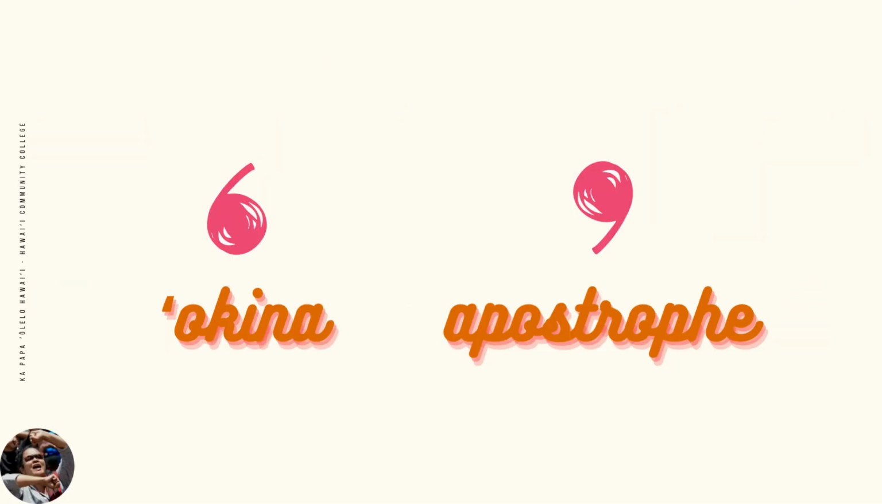As you can see, the okina is different from the apostrophe. When writing the okina, write it as if it's the number 6.